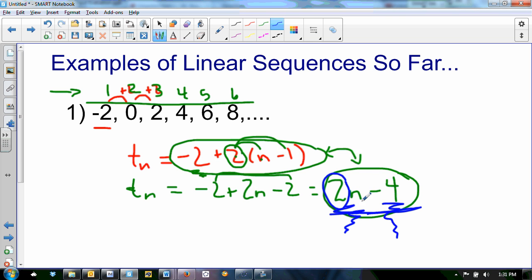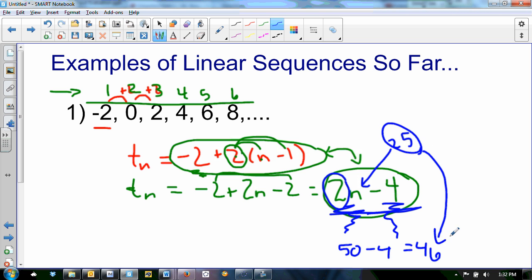But still, if I wanted to find the 25th term, for instance, I'd still let n be 25, because that is the term number I want to solve for. Now we just evaluate this form, which is a little easier than this form that we're using. So 2 times 25 is 50, and 50 minus 4, right? 50 minus 4 is 46. So we know that in this sequence here, the 25th term is 46.